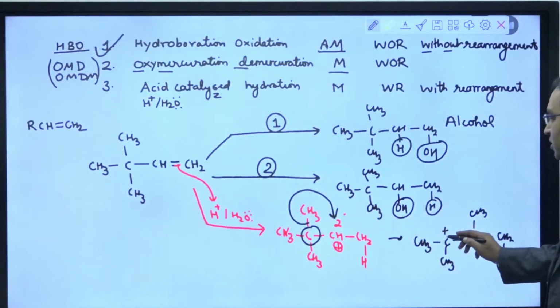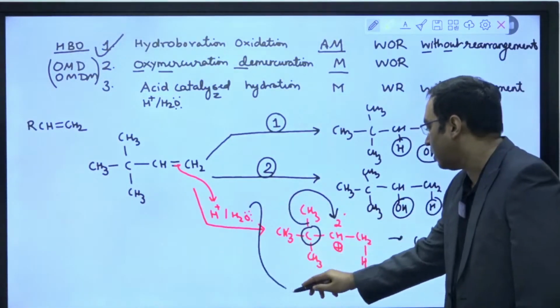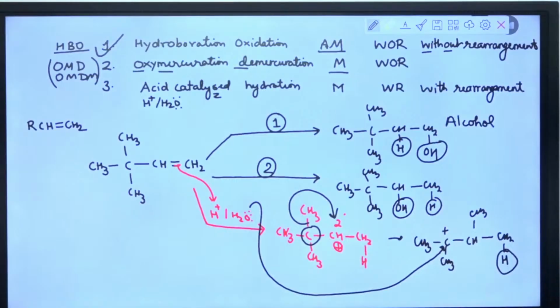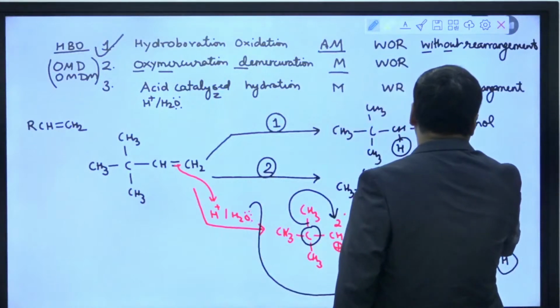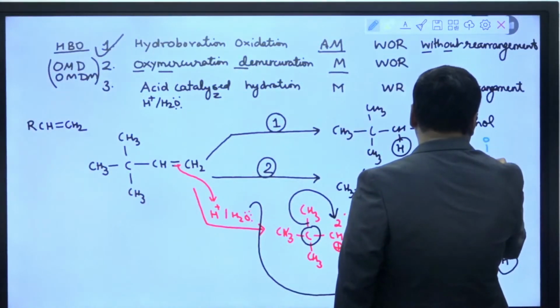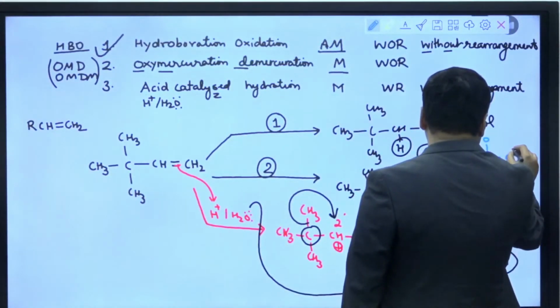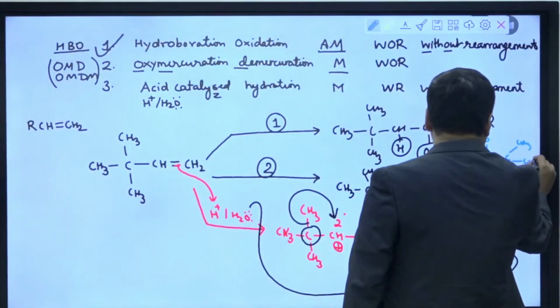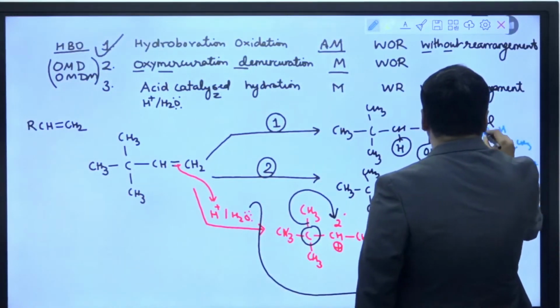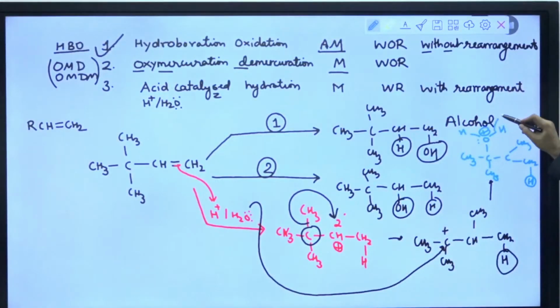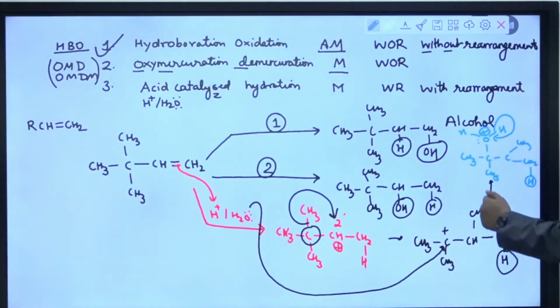Now remember, this is plus charge. Now water will go and attack here. And what is the final outcome of this result? क्या बन के आएगा यहाँ से? CH3, CH3, CH3, CH2H. यहाँ पे water आएगा, then OH2 plus will be formed, and then this H plus will be taken up, and you get OH as the final answer.